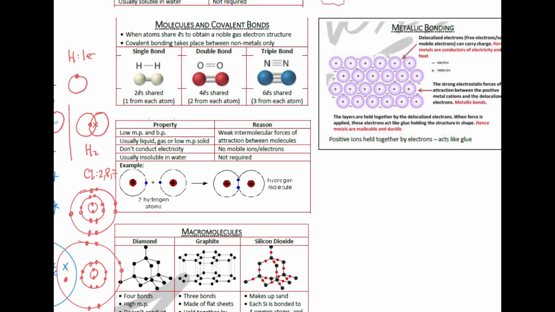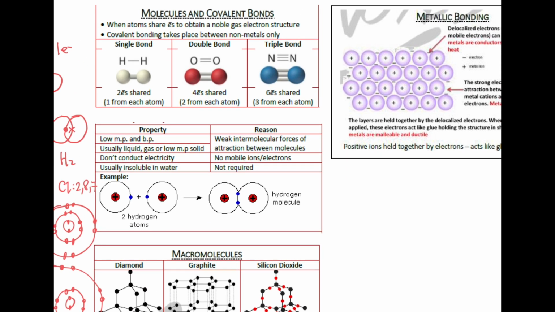Okay, so let's continue. Now let's see the properties. Low melting point and boiling point. These 3 molecules have low melting points and boiling points. Why? Because they are gases, right? Hydrogen gas, oxygen gas, nitrogen also gas. That means at room temperature they have already melted and boiled, so that's why they are gases. Why do they have low melting and boiling points? The reason is that they have weak intermolecular forces of attraction between molecules.